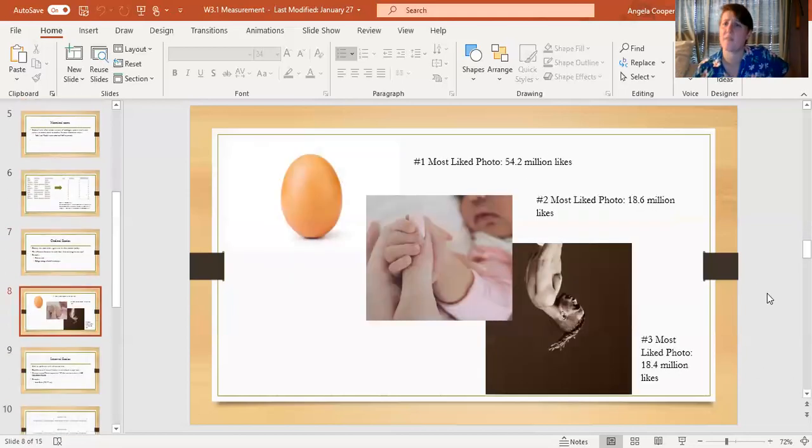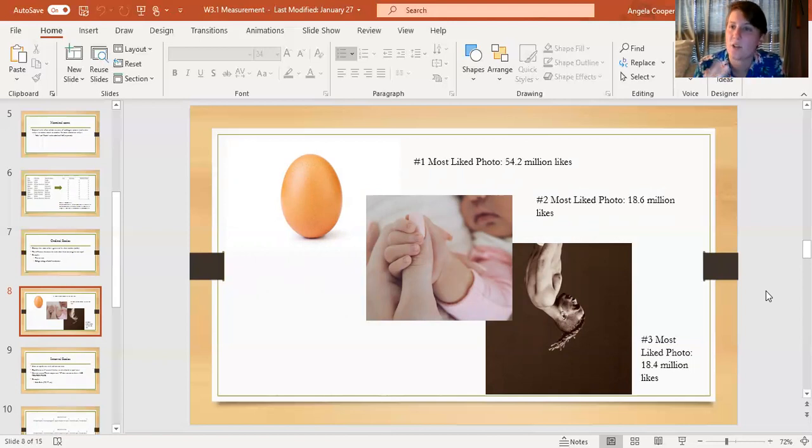Another example that we can think of when we're looking at differences between ranks in ordinal scales is looking at the most liked photos on Instagram. Now I've updated this as of about a week or two ago, so they might have changed by the time you see this. But for the most part, I did my extensive research, and the egg is still the top slot. The egg is still number one at about 54 million likes. Next, we have the second most liked photo at 18.6, and the third is 18.4.